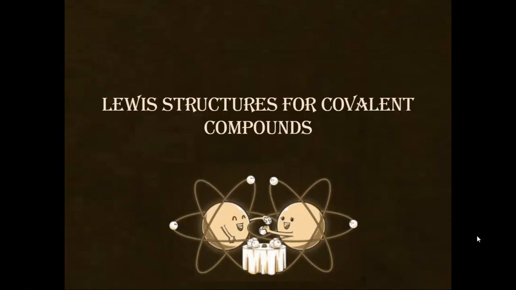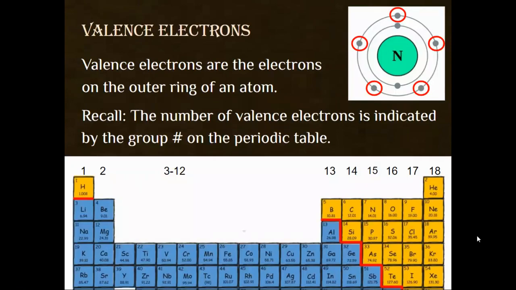Now let's get to Lewis structures for covalent compounds. Let's review a couple of things before we actually start drawing the Lewis structures. First, valence electrons. Valence electrons are electrons on the outer ring of an atom. They are the most important part of the element. They are what's going to bond the atoms to other atoms.